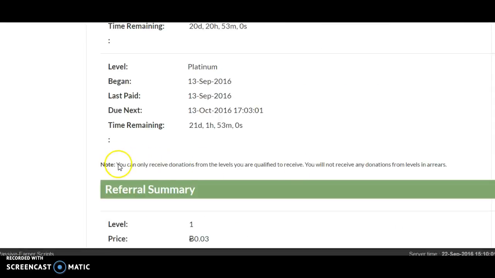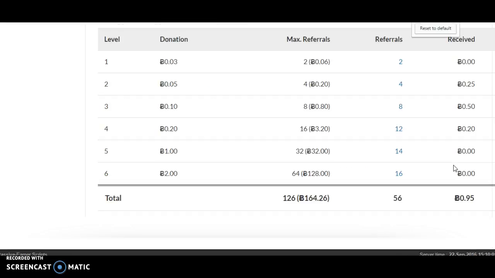Okay, it's right here. Note, you can only receive donations from the levels you are qualified to receive. You will not receive any donations from levels in areas. So I couldn't say it better myself. You can see it right there yourself.